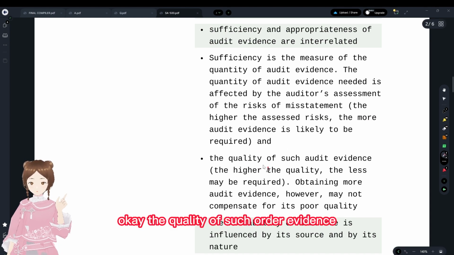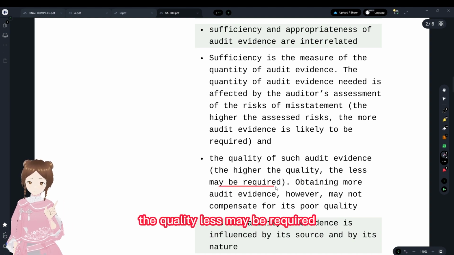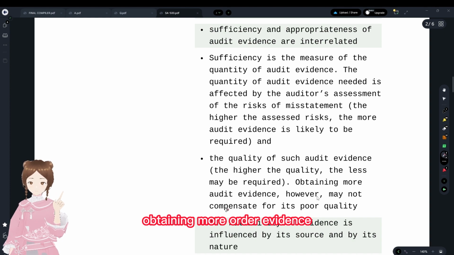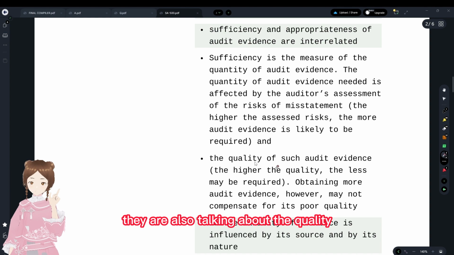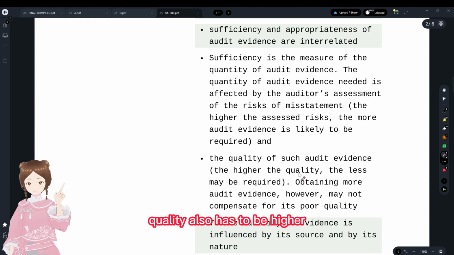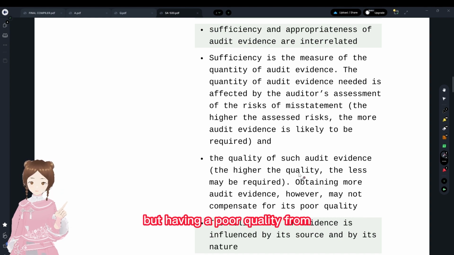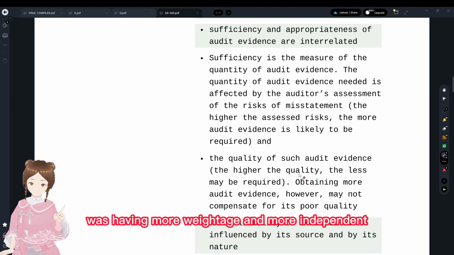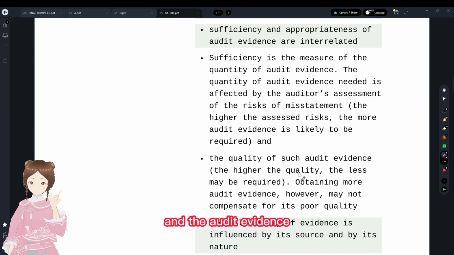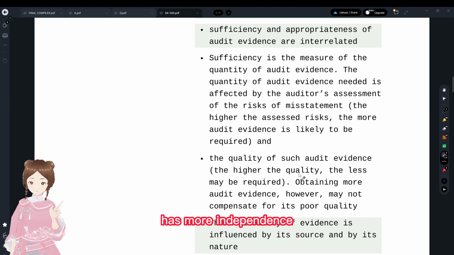The higher the quality of such audit evidence, the less may be required. Obtaining more audit evidence, however, may not compensate for its poor quality. They're also talking about the quality. Quality also has to be higher with regards to the risk of material misstatement. Audit evidence from a third party has more weightage and is more independent, and the audit evidence that was obtained directly by the auditor has more independence.